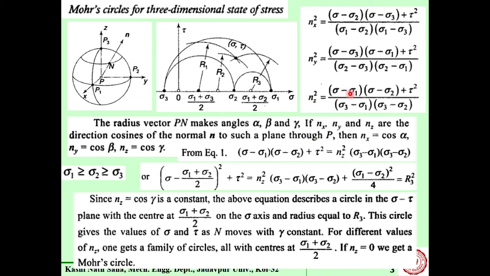This is taken in the left hand side and this is taken in the right hand side. Now this is the condition, sigma 1 greater than sigma 2 greater than sigma 3. This is the general case, there are many special cases. We won't discuss special cases here. Now you see, if we expand this, sigma square minus sigma 1 plus sigma 2 into sigma, and then there would be a term sigma 1 into sigma 2. Clear? Then there is a tau square.